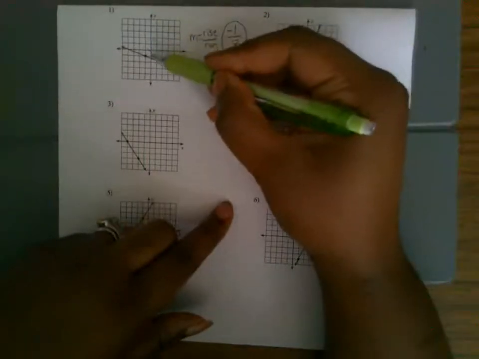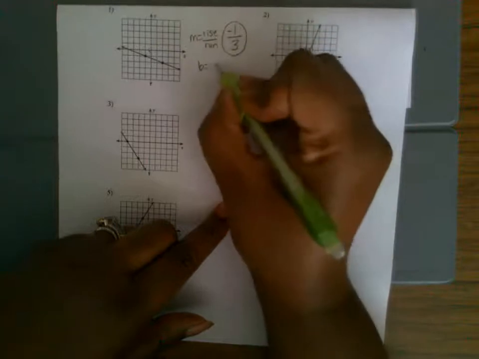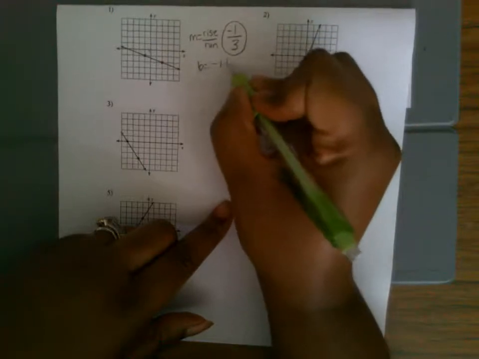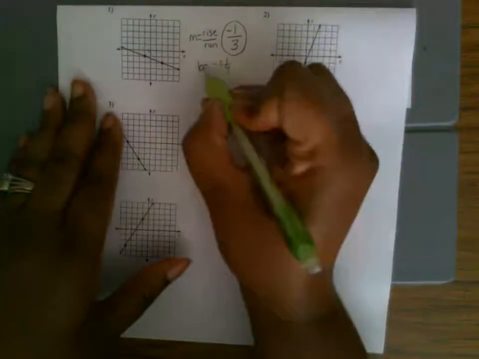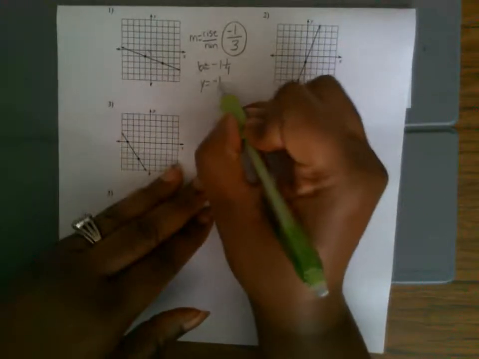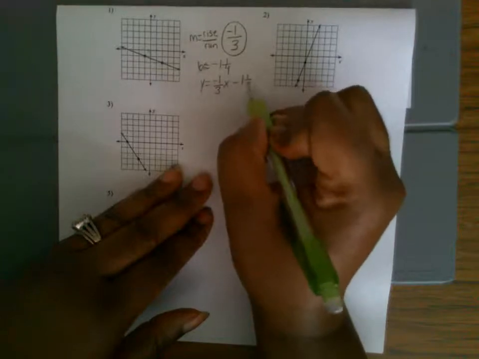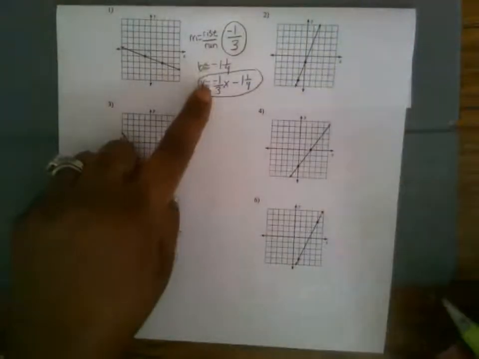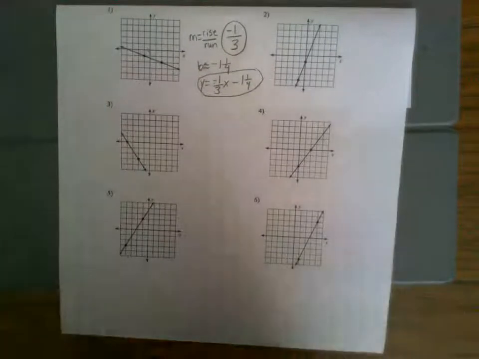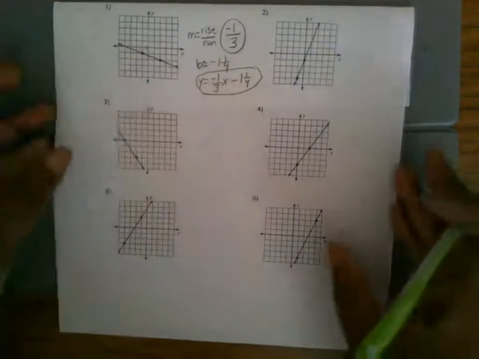So this is going to be about -1 and 1/4. We just estimate, about. So we get y is equal to -1/3 x minus 1/4. Again, we're estimating for these examples, but later on, I'm going to show you how to get the exact number for b.